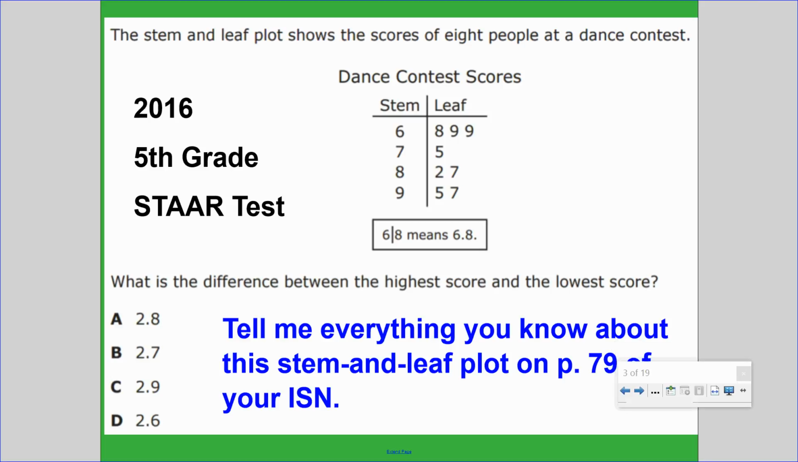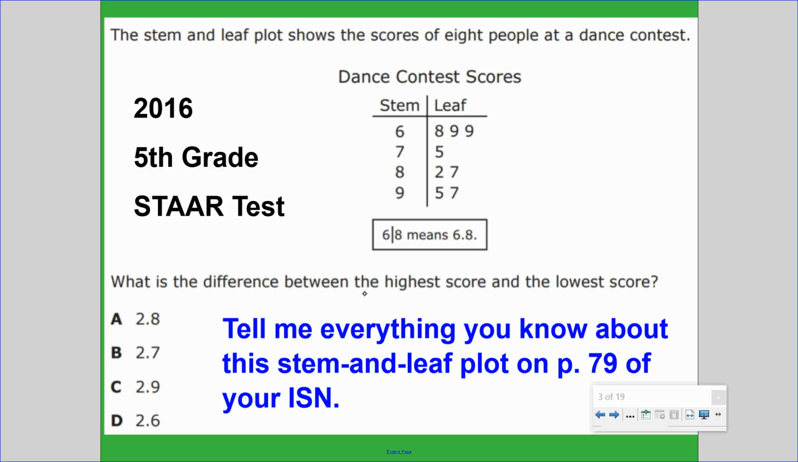So this is a question that was released in 2016 from the 5th grade STAR test. As you can tell, it is about stem and leaf plot. So last year you did learn what a stem and leaf plot is. So this year you should not be coming in and saying, I've never seen this in my entire life. So this stem and leaf plot shows the scores of 8 people at a dance contest. Here's the title, dance contest scores, and here's the stem and leaf. Let's read the key. If you put a 6 and an 8, it means they got a score of 6.8.